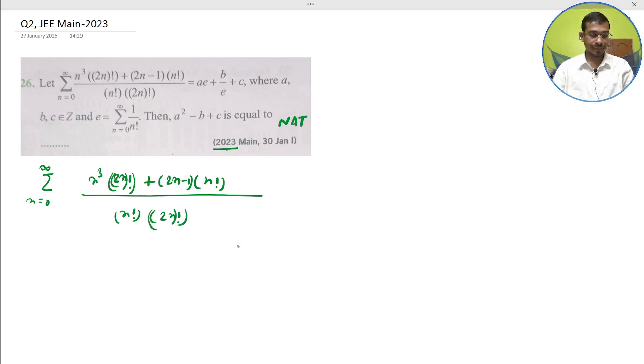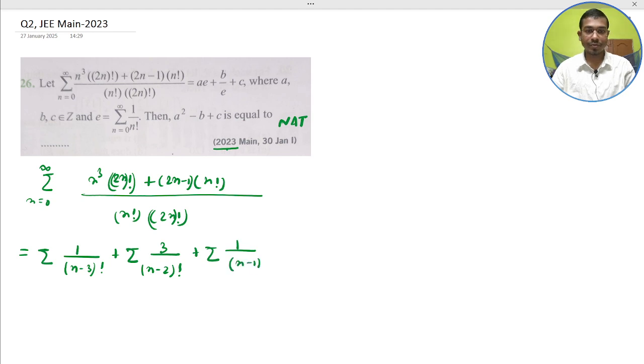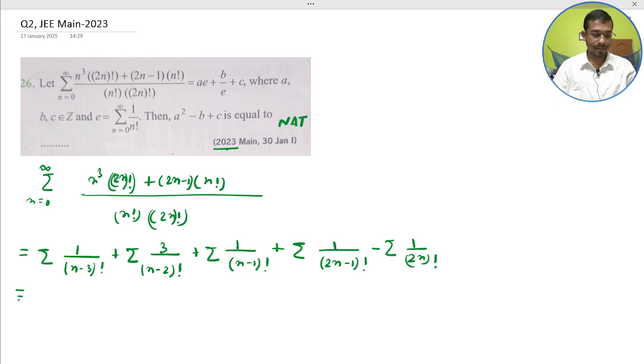This is given. So I just spread out the summation: 1 by (n minus 3) factorial, plus summation 3 by (n minus 2) factorial, plus summation 1 by (n minus 1) factorial, plus summation 1 by (2n minus 1) factorial, minus summation 1 by (2n) factorial. Just separate these terms. So after, this should be what?